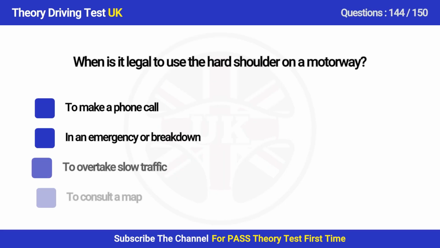Question 144. When is it legal to use the hard shoulder on a motorway? A. To make a phone call. B. In an emergency or breakdown. C. To overtake slow traffic. D. To consult a map.